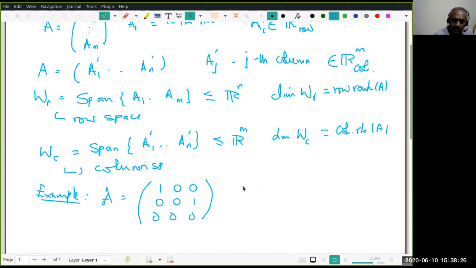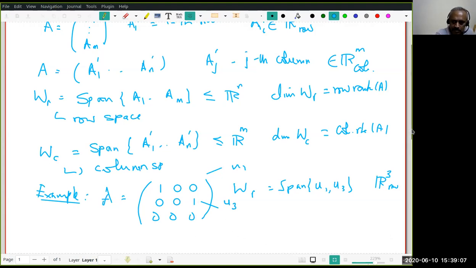Therefore, what is the row space? Remember this is 0. Therefore, row space is spanned by (1, 0, 0) and (0, 1, 0). So if I think of R3 row, what are the standard basic vectors? (1, 0, 0), (0, 1, 0), and (0, 0, 1). I will call them respectively U1, U2, U3. Therefore, this is nothing other than the span of U1 and U3. The second row is the third basic vector.